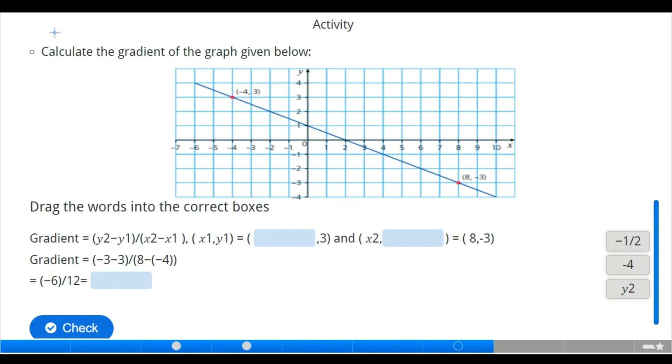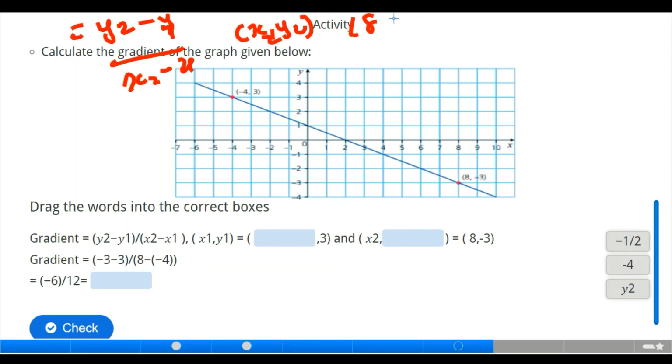We have our gradient here to be what? The gradient formula is y2 minus y1 divided by x2 minus x1. Now from here, look at the very first points that we have. Our x2 and y2 is what? We are bringing x2, y2 to be 8, minus 3, and x1, y1 is minus 4 and 3.